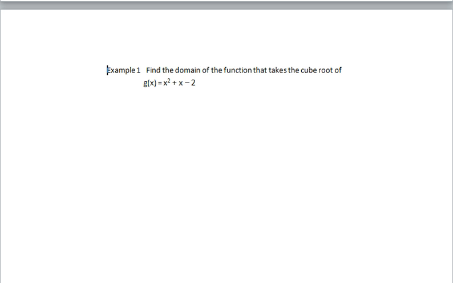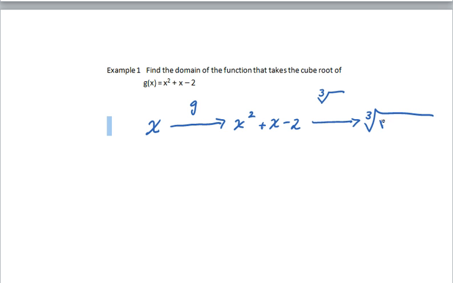Find the domain of the function that takes the cube root of g of x equals x squared plus x minus 2. So here we start with the value x, and create g of x, which is x squared plus x minus 2, and then we take the cube root, which gives us the cube root of x squared plus x minus 2.